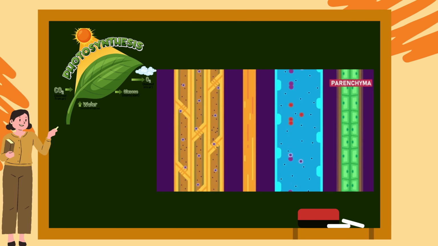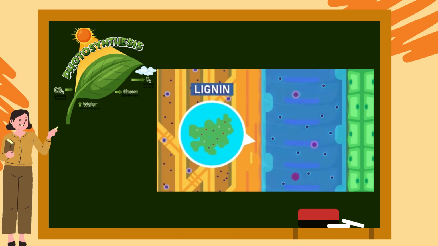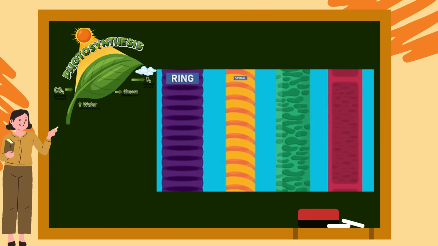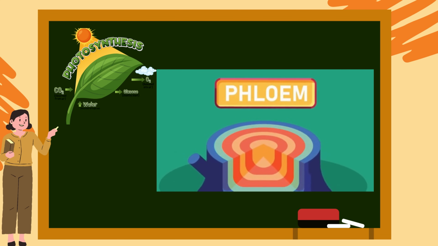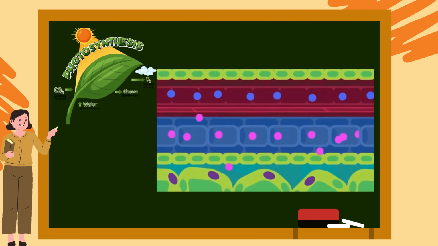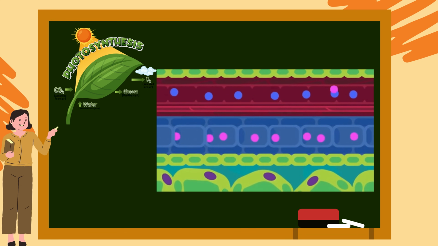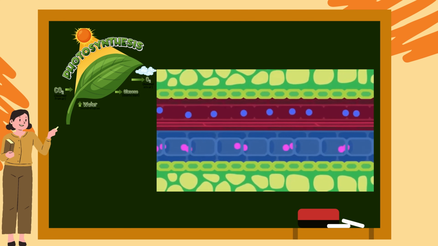the food storage. The xylem cells are strengthened by a substance called lignin. The pattern of lignin will vary depending on the location. It can be a ring, spiral, reticulate, or pitted pattern. Phloem. The phloem transports manufactured food like sucrose and amino acids from the green parts of the plant, like leaves, to other parts of the plant. The process is called translocation.